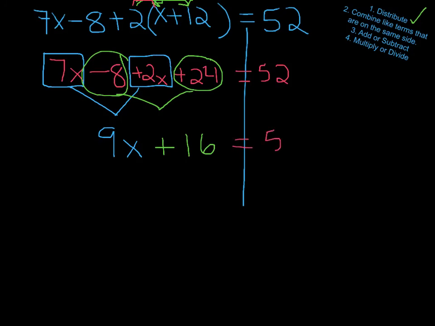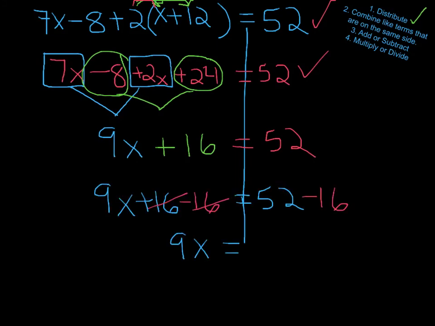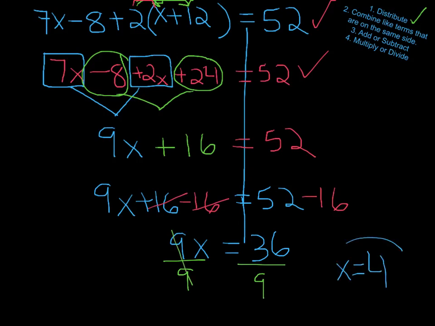equals 52. So we distribute, combine like terms, and we're once again back to a two-step equation where we are going to subtract 16 on both sides. So our 16s cancel out, and then 52 minus 16 is 36. And last step, divide both sides by 9. So x equals 4.